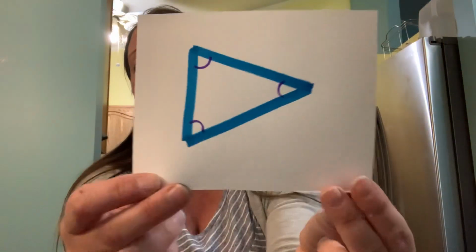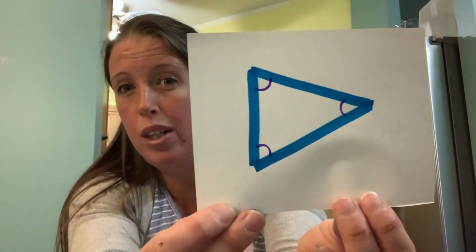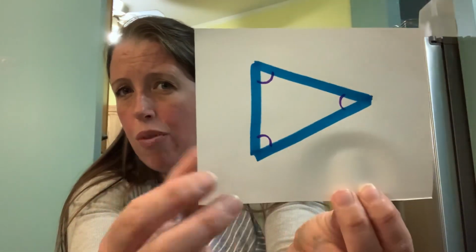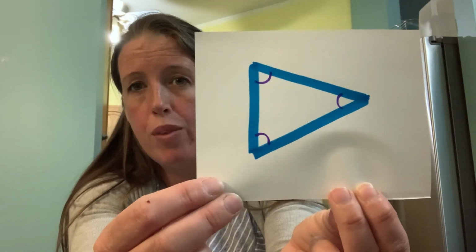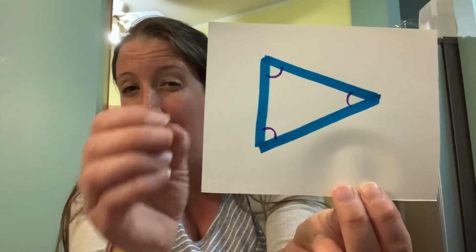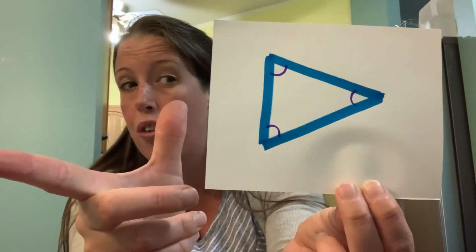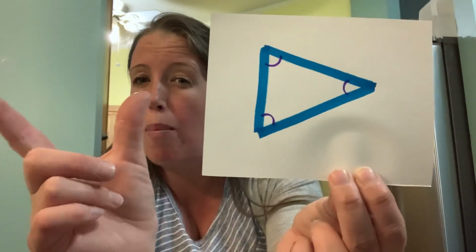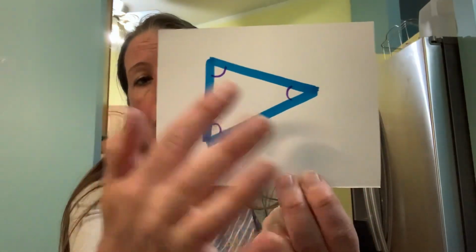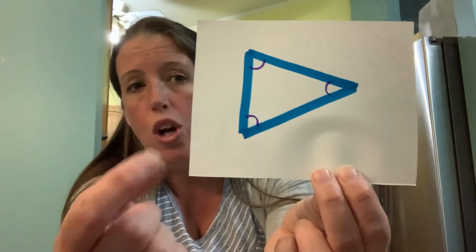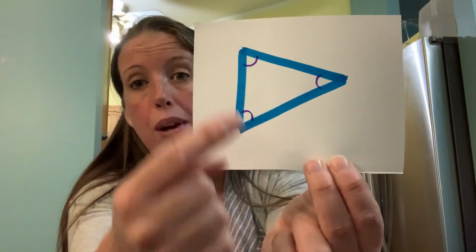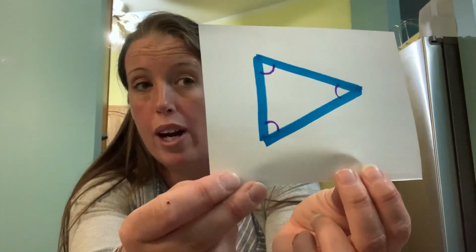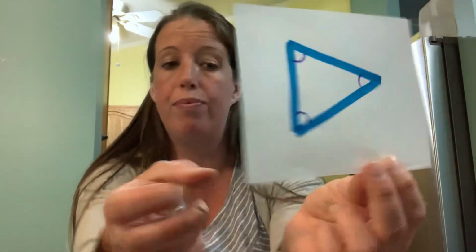Next, when I look at this triangle, first I look, do I see any right angles? No. Do I notice any of the angles are stretched larger than a 90-degree angle? No. All of these are pinched in. They're smaller than 90 degrees, and an angle that's smaller than 90 is acute. So when I have all acute angles, I'm going to name my triangle an acute triangle.